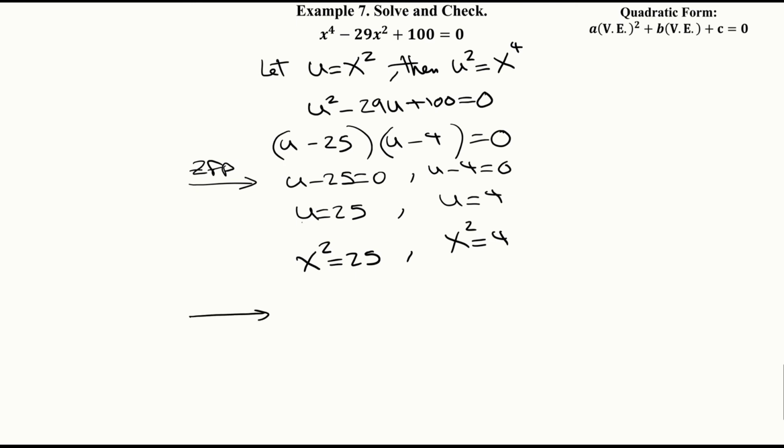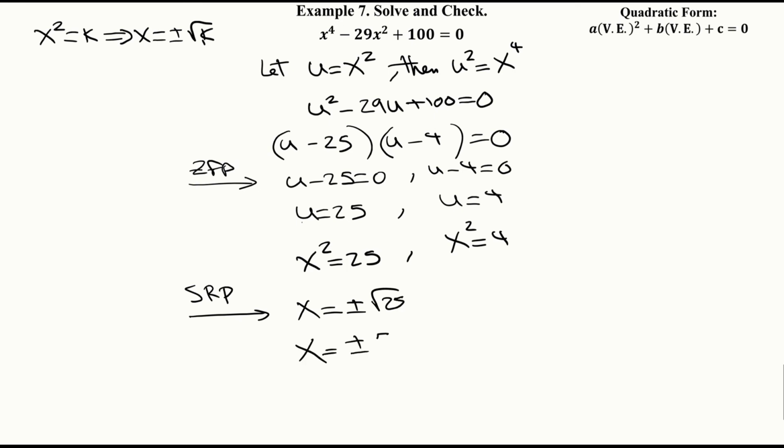These, of course, we can quickly solve with the square root property. If you remember, it states that if x squared equals k, that implies x must be either positive or negative square root of k. So we get x equals positive or negative square root of 25, which is, of course, simply positive or negative 5. And here we have x squared equals 4, so we get x equals plus or minus square root of 4, so we get x equals plus or minus 2.